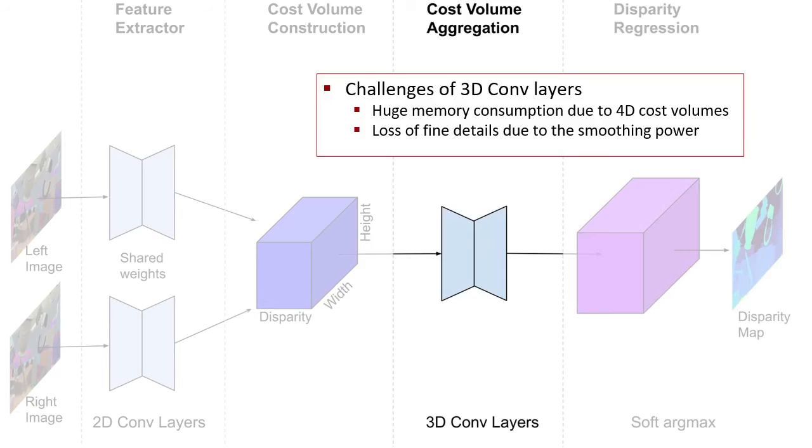While 3D convolution layers are effective for refining the 4D cost volume, they also present challenges. First, they consume substantial memory due to the large 4D cost volumes, which also places significant demands on computing resources. Moreover, 3D convolution layers may cause the loss of fine details in the scene, attributed to their inherent smoothing power.